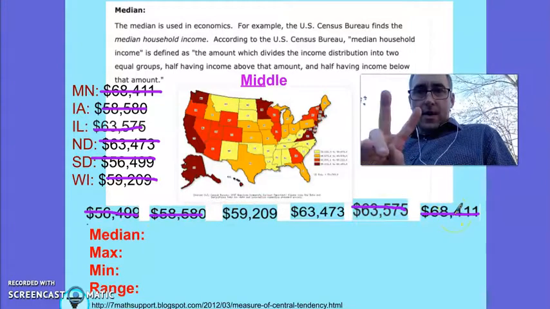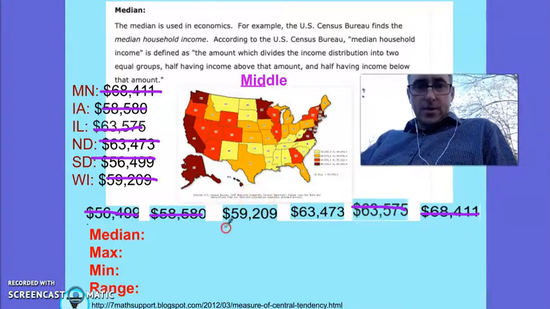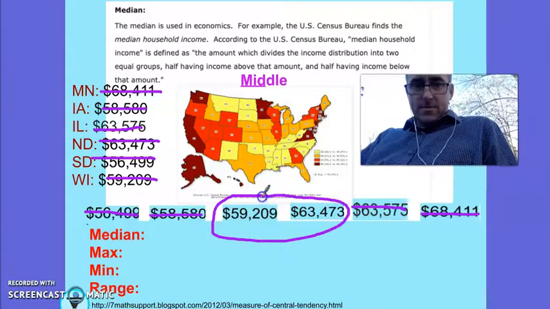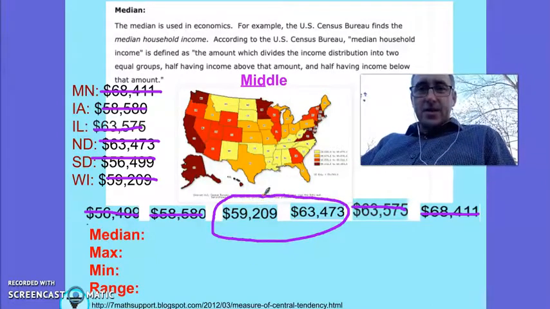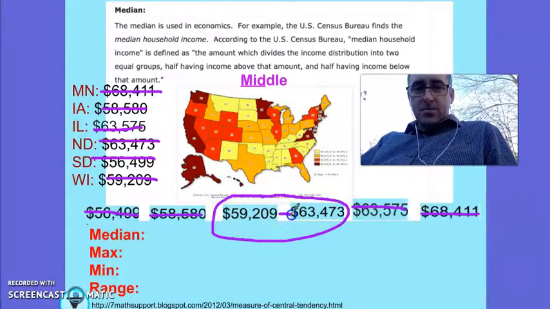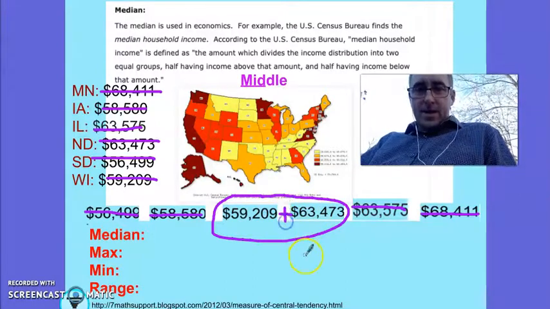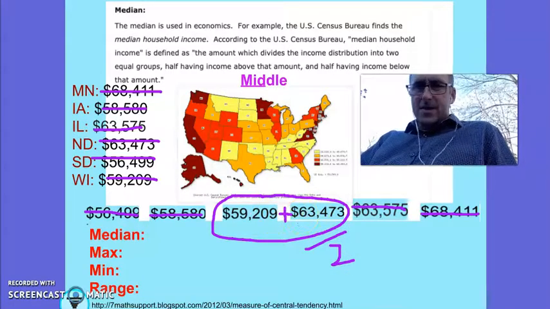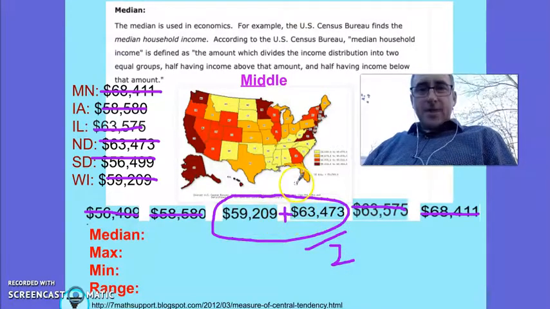Uh-oh, I have 2 middle numbers. What do I do with these 2 numbers? That's right, I find the average of these two. I need to ask myself, what's halfway between 59 and 63? Because these numbers are so big, I'm going to need to add them up and divide by 2, because I can't mentally do that in my head. Please pause the video and put this into your calculator.